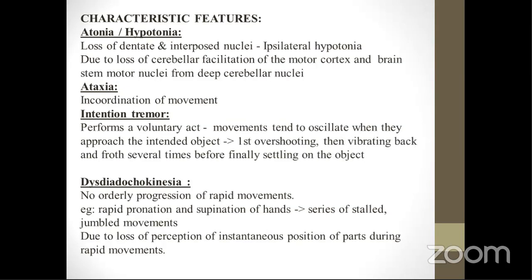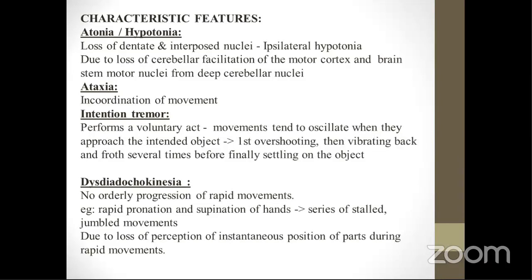What are these characteristic disorders? The first one is atonia and hypotonia. As we have seen, one function is control of muscle tone. So loss of dentate and interposite nuclei will cause hypotonia. As they are deep cerebellar nuclei, it will be ipsilateral hypotonia. Due to loss of cerebellar facilitation of the motor cortex and brainstem motor nuclei, there will be this hypotonia and atonia. Atonia is loss of tone, hypotonia is decreased tone of the muscle.